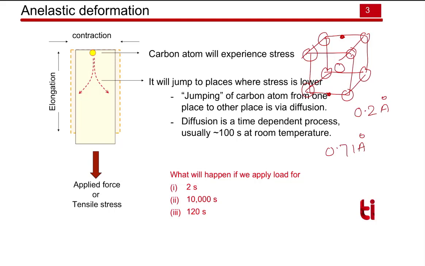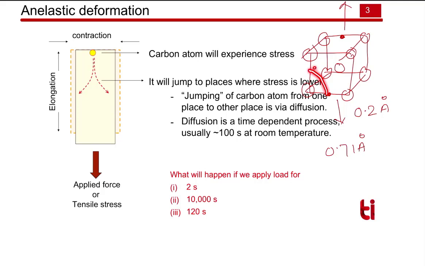Now let us suppose we are giving some kind of cyclic loading and unloading to this unit cell. Once you apply tensile load, this axis will stretch, right, and this axis will contract. Once this contracts, the carbon will be here in a very stressed state again, right? Once the space becomes less here, the carbon will try to move from this position to this position where space is more. This jumping of carbon from here to this position is a kind of diffusion, solid state diffusion.